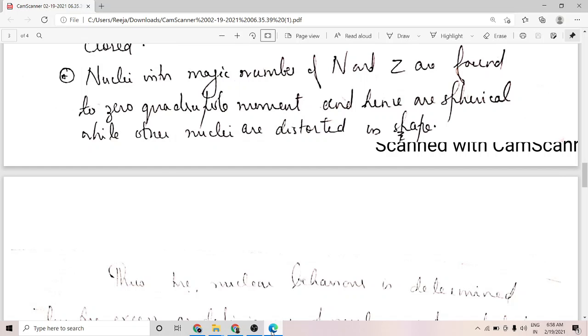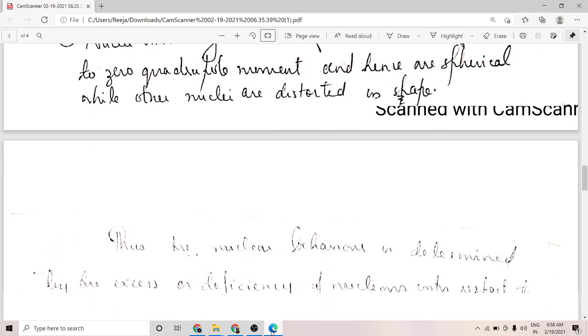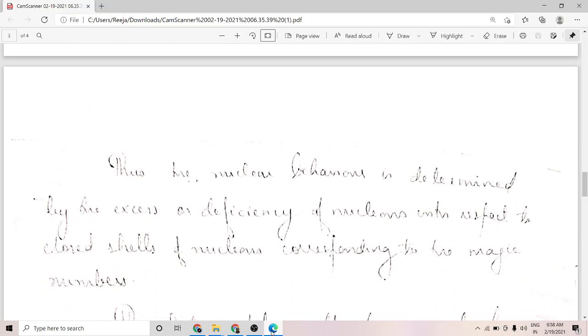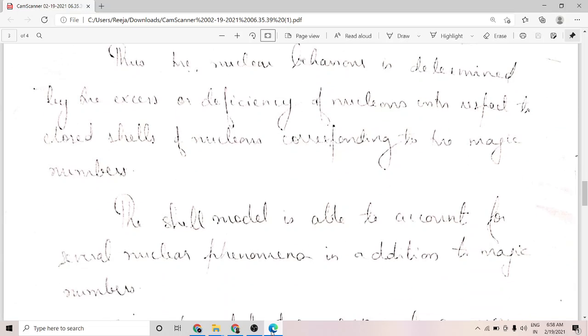Now, zero quadrupole moment means your nuclei is spherical. Okay, and a non-zero quadrupole moment represents a distortion in the spherical shape. So nuclei with magic number of capital N, that is number of neutrons and protons, are found to have zero quadrupole moment, or such nuclei are spherical. Thus, the nuclear behavior is determined by the excess or deficiency of nucleons with respect to the closed shell of nucleons corresponding to magic numbers.